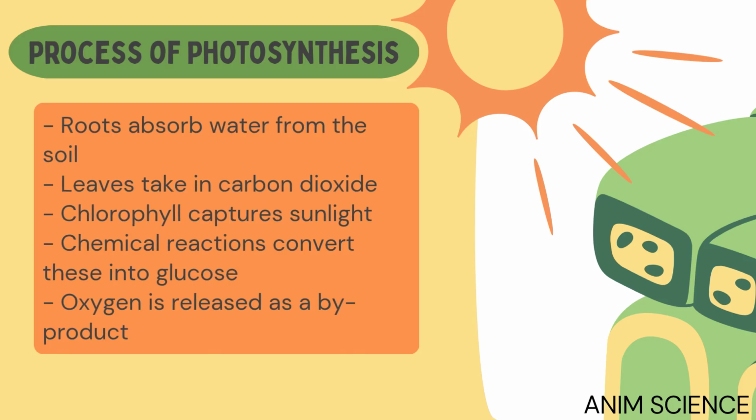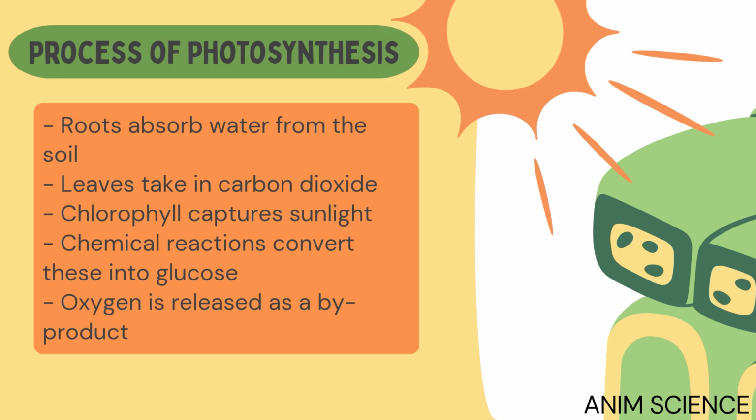Step 4. Chemical reactions. Using this energy, the plant converts carbon dioxide and water into glucose through a series of chemical reactions. Step 5. Release of oxygen. As a result of these reactions, oxygen is produced and released into the atmosphere.